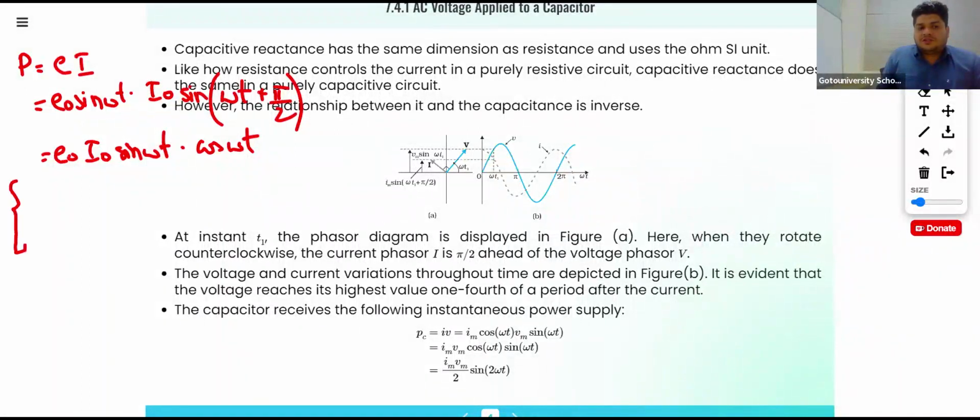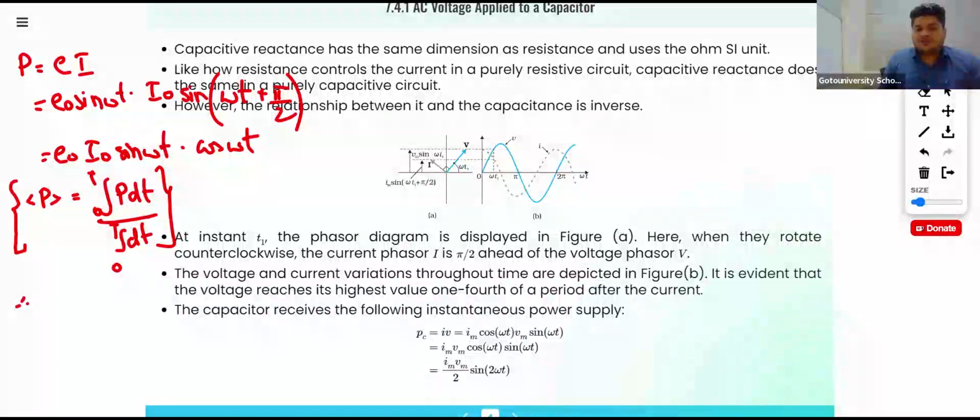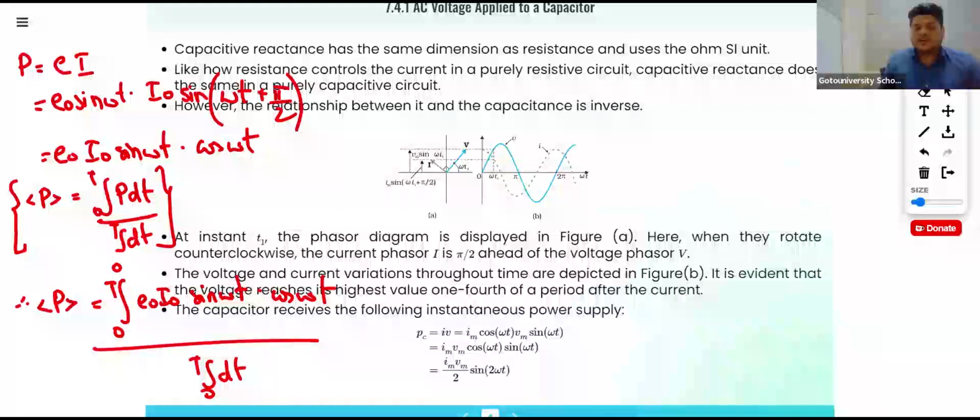If you speak about the average power, this will be equal to integration of p dt upon integration of dt, from 0 to T. So you will get average power as integration from 0 to T of E naught I naught sine omega t into cos omega t, upon integration of dt from 0 to T. This E naught I naught is a constant, and that will go out of the picture, and you will get integration of sine omega t into cos omega t, which will be 0. So you will get the value of average power as 0.